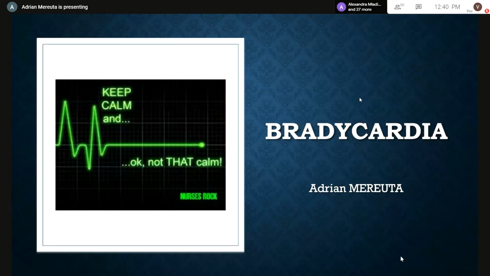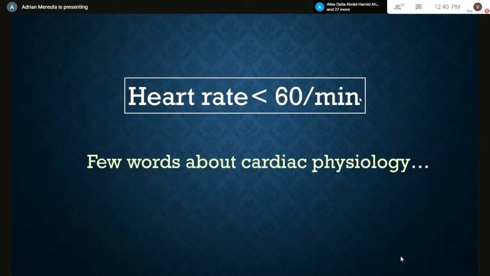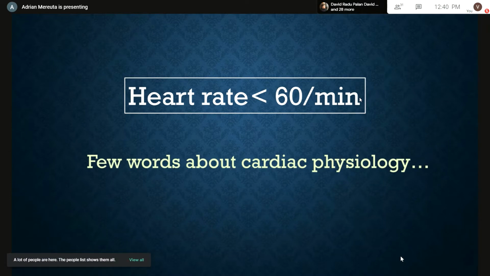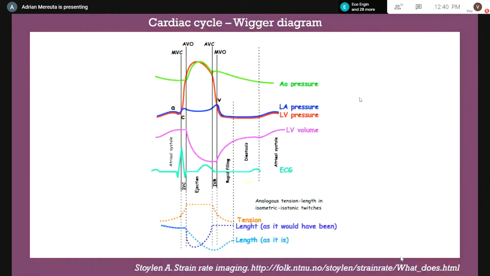We'll talk about conduction disturbance, but we can put everything under this umbrella, bradycardia. By definition, by convention, bradycardia is when the heart rate is below 60 per minute. And because this is related to the physiology of the heart, specifically the electrical physiology of the heart, I will tell you a few things about this.